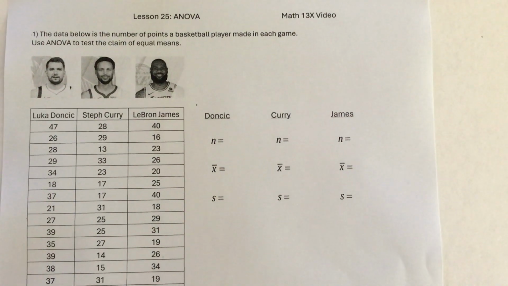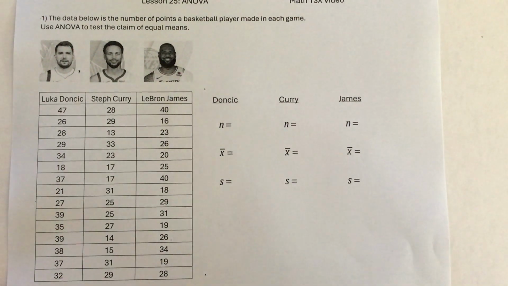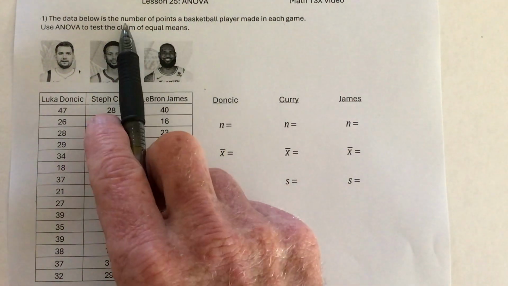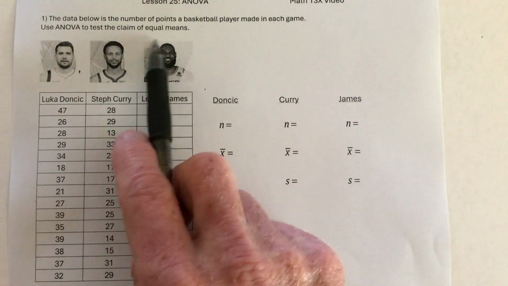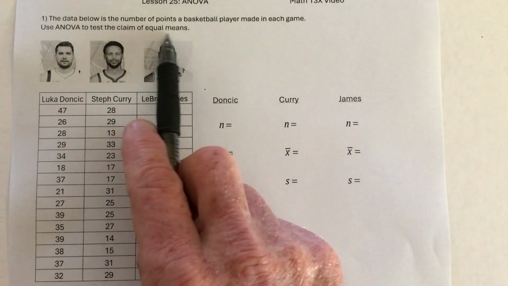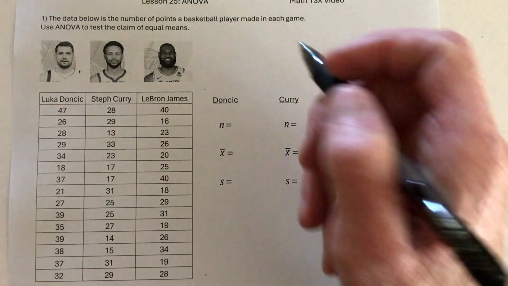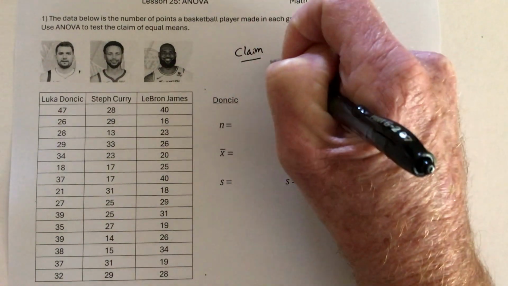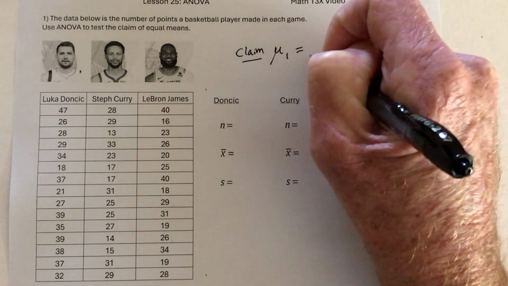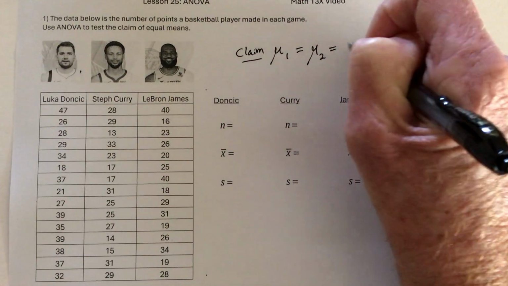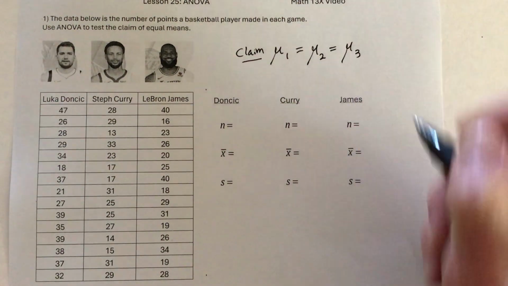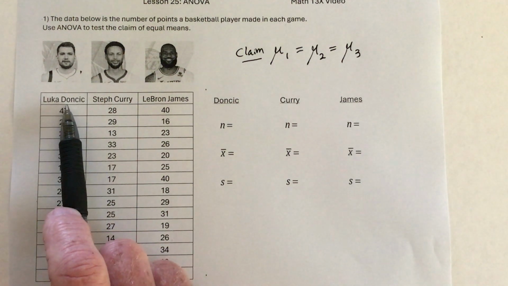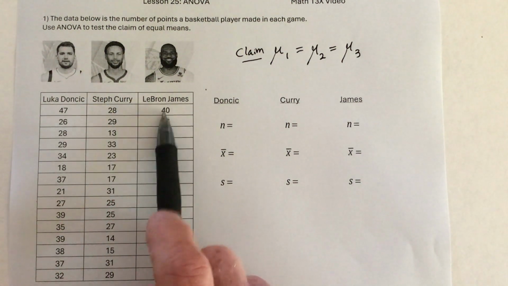And first of all, the claim is that they all have the, there it is, sorry. I was looking at the wrong line. Test the claim they all have equal means. So the claim is that the average for player 1 equals the average for player 2 equals the average for player 3. And we've got Luka Doncic, Steph Curry, LeBron James.